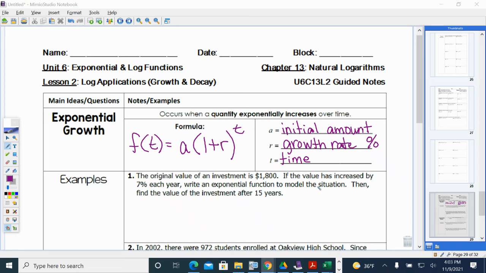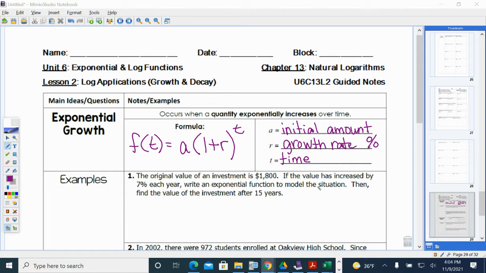This video is on Unit 6, Chapter 13 on natural logarithms, Lesson number 2, log applications, growth and decay. In this lesson, we're going to look at exponential growth, exponential decay, and something called compound interest. So we're going to start with exponential growth.